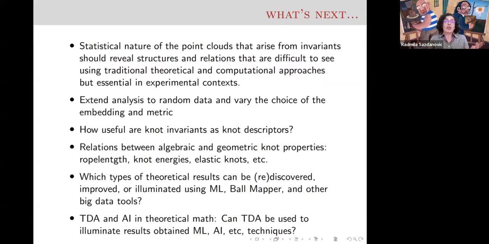And then the global question is, using AI tools or TDA or whatever, which theoretical results can we get or improve? And also, can we strengthen the relations between topology and AI, in the sense of using TDA tools to illuminate some of the recent and exciting results in knot theory and theoretical mathematics that have been achieved using AI techniques?